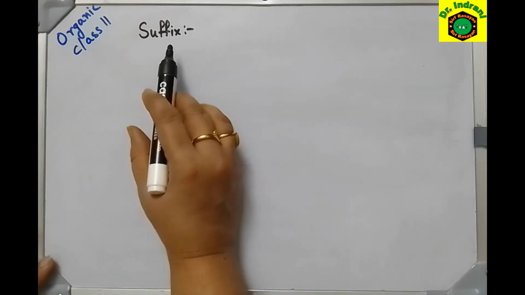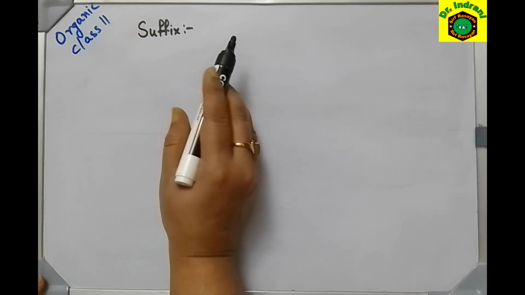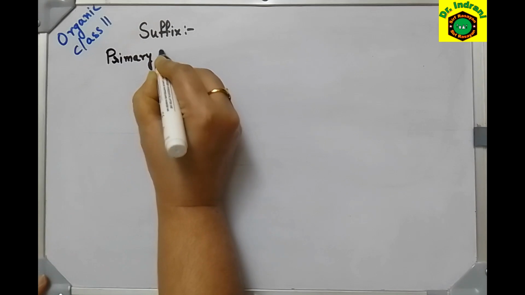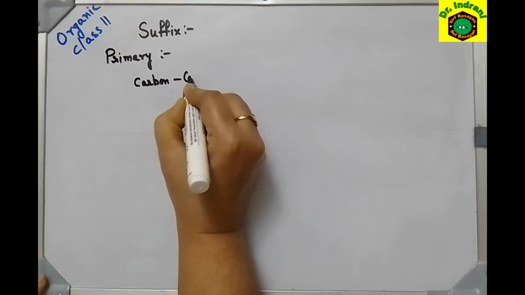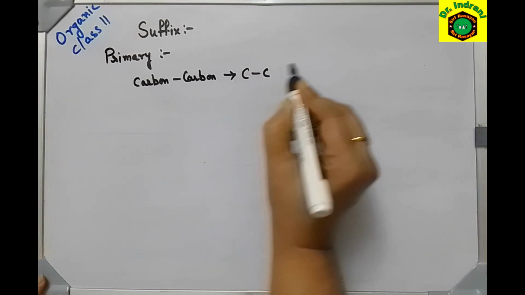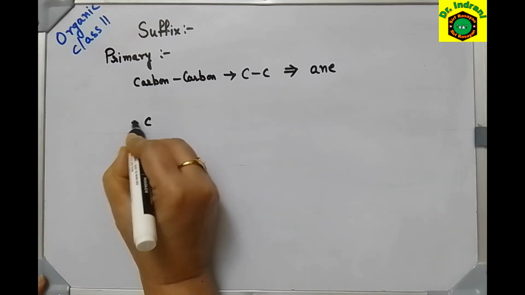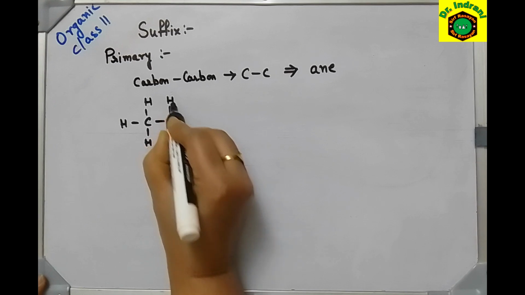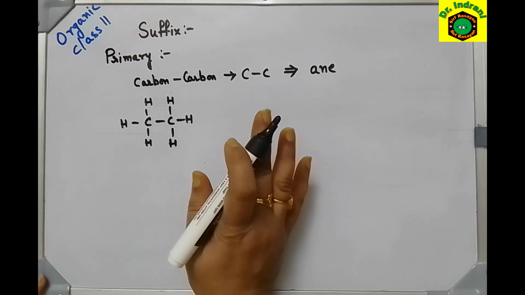Now we should know what is suffix. Suffix comes after the word root. Two types of suffixes are there. One is primary suffix. If in your compound only carbon-carbon single bond is there, means this one it is there. So just after word root you have to add N. Means if you are having this one, only carbon-carbon single bond, no double bond, no triple bond, nothing is there.